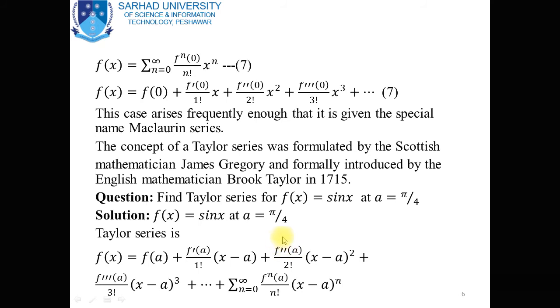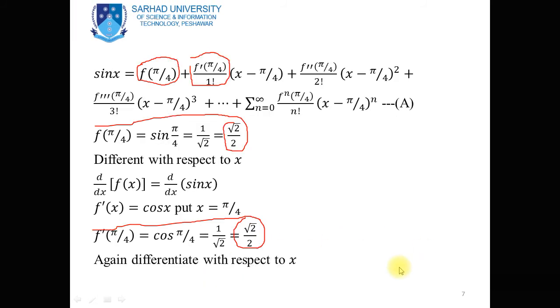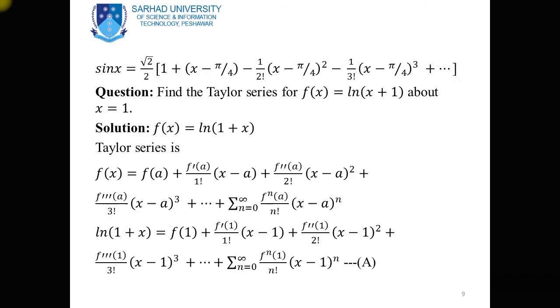Then you will obtain the second order derivative of the function at x equals a divided by 2 factorial. Similarly, find the third order derivative of the function at x equals a and divide by 3 factorial into x minus a whole cube, and so on. So this is the Taylor series of the function at x equals a.